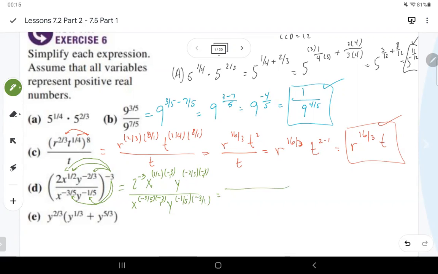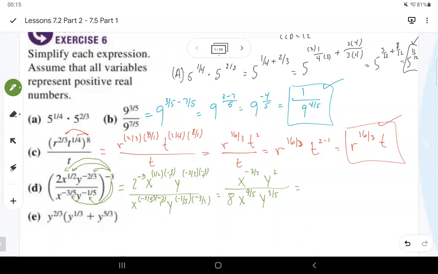So 2 cubed is 8, but it's a negative 3, so we're going to move it down to make it 8 on the bottom. And then we have x to the negative 3/2. And then for y, the 3's cancel. Negative times negative is a positive, so it'll be a positive 2. And then on the bottom, negative times negative is a positive, so we'll have x to the 9/5. And then negative times negative is positive, so we will have y to the 3/5. Now, everybody is good except for the x.